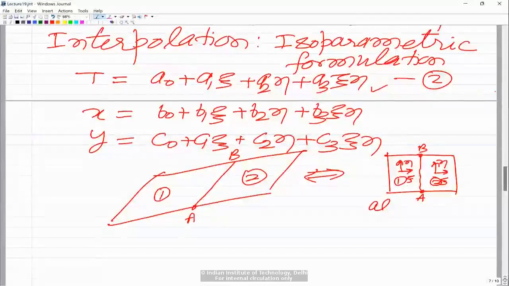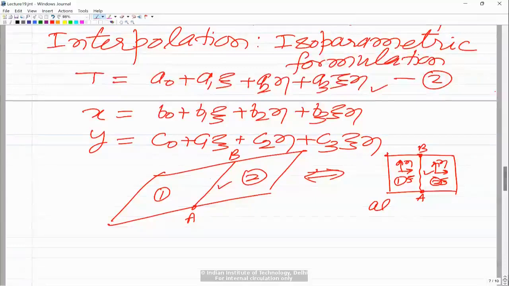Although when we are moving in the natural coordinate space along line AB, we will be moving corresponding to this line AB in the physical coordinate space. So it would satisfy the compatibility condition both in the natural coordinate space and the physical coordinate space. So that is the advantage of this natural coordinate formulation.